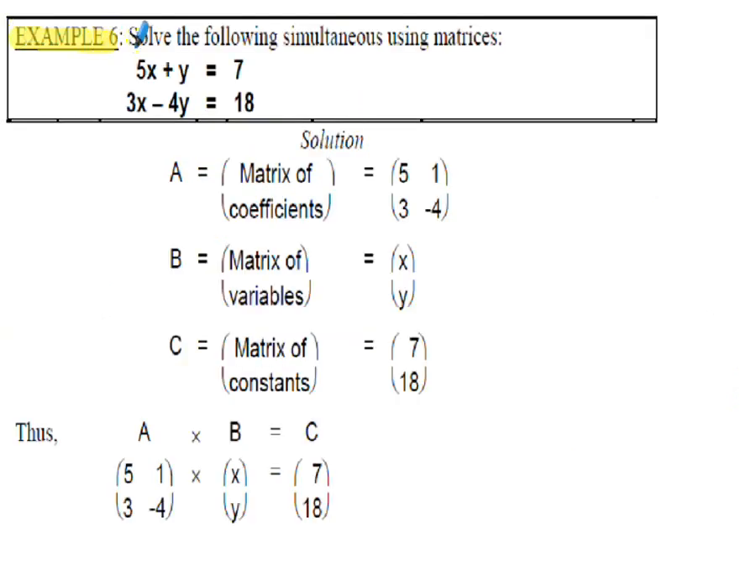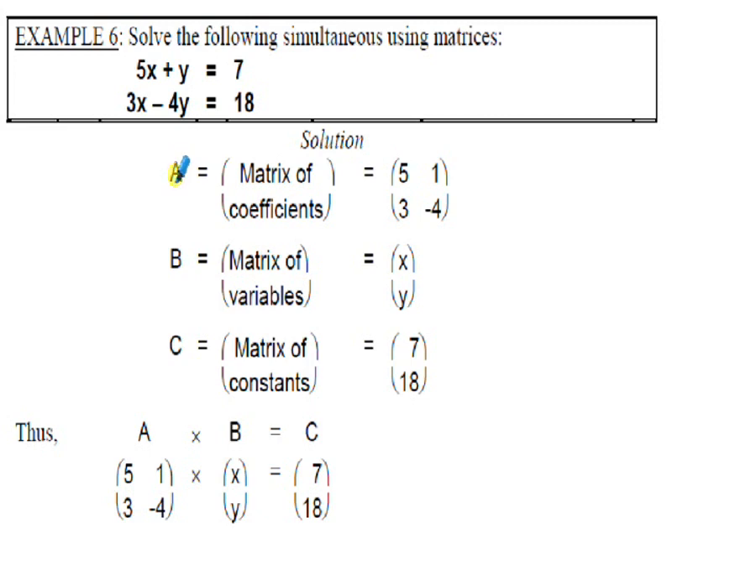Example 6. We're now going to solve simultaneous equations using matrices. So the two equations given are 5x plus y is equal to 7 and 3x minus 4y is equal to 18. So to solve the simultaneous equations, the first thing we need to do is to create three matrices labelled A, B and C here.